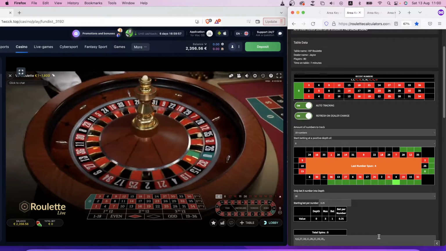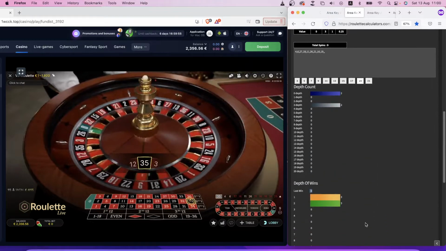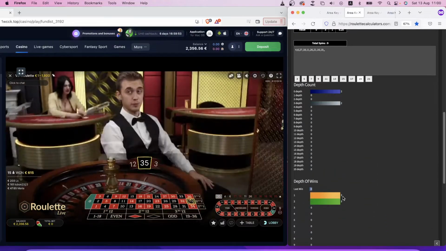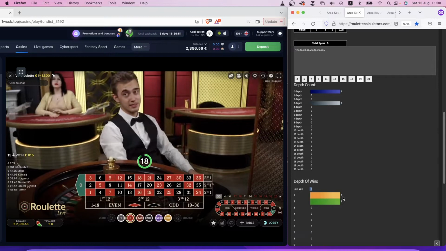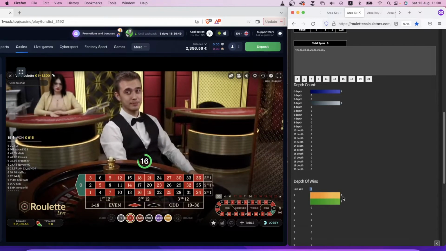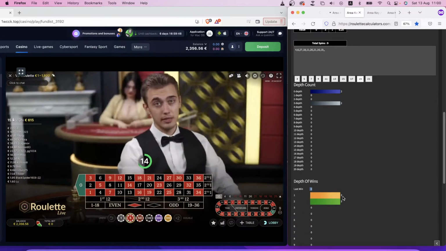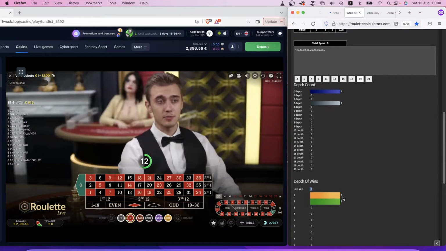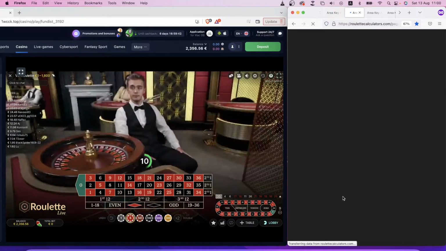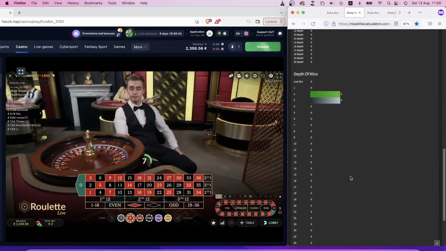Again, it's gone to number 35, so it's gone back to the highlighted section. So at the moment, this dealer isn't really showing any particular signature. It just seems he's hit the unhighlighted a few times and he's hit the highlighted a few times with no real pattern. So this is a sort of table that I wouldn't play on.